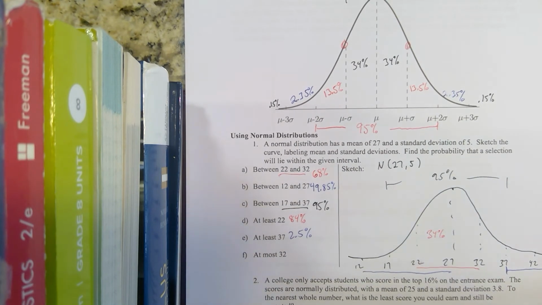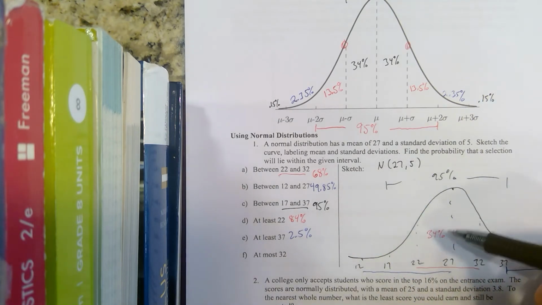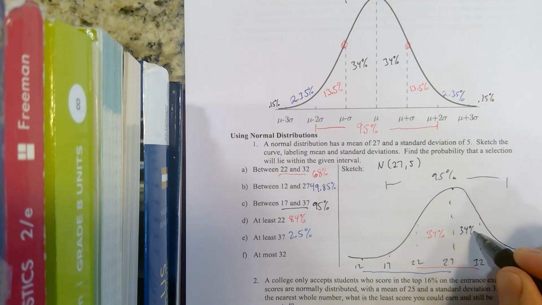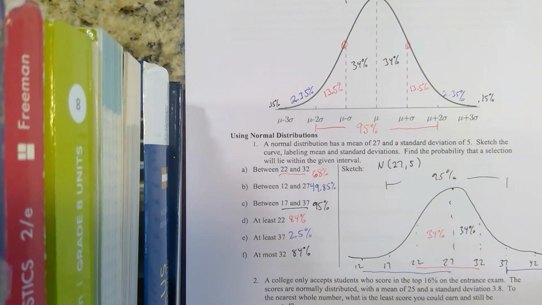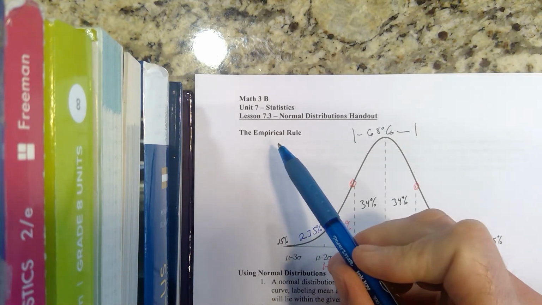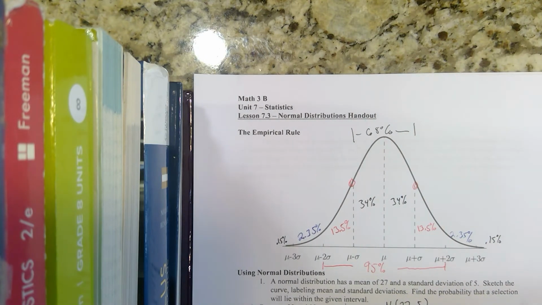All right, my last question on this distribution. At most 32. So that means 32 or less. Okay, so I'm going to say, hey, there's 50% and then another 34%. That's 84%. And there you go. That's how we use what we call the empirical rule to answer these questions. The empirical rule is 68% of the data within 1 standard deviation, 95% of the data within 2, 99.7% of the data within 3.